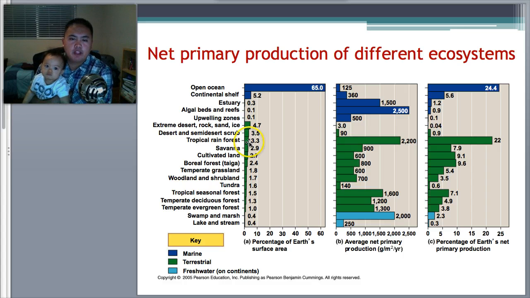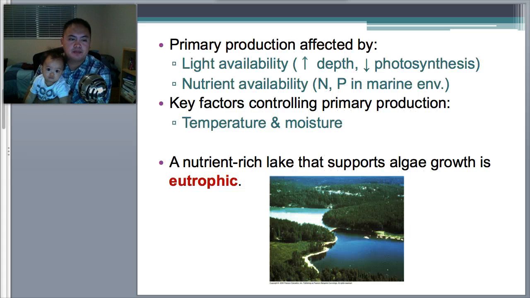And conversely, tropical rainforest is only 3% of the world, but it is 2,200 in terms of primary production. For marine, the algal beds and the coral reefs make tons of energy. They're very productive, but there's not that much of them on the planet. There's only 0.1%. So you could see why preserving some of these ecosystems is very important. They are responsible for all the energy for the ecosystems.